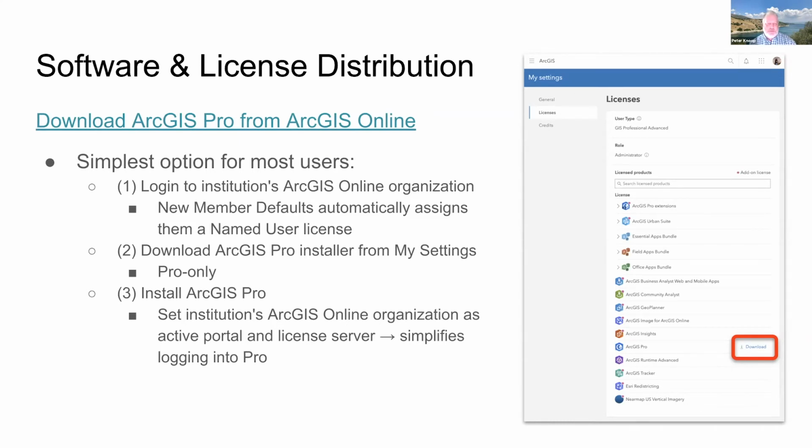We do recommend that folks set the institution's ArcGIS Online organization as their active portal and license server, because that just simplifies using Pro when they log in each time. So they're already connected to your organization. And you can do that in the settings in Pro.